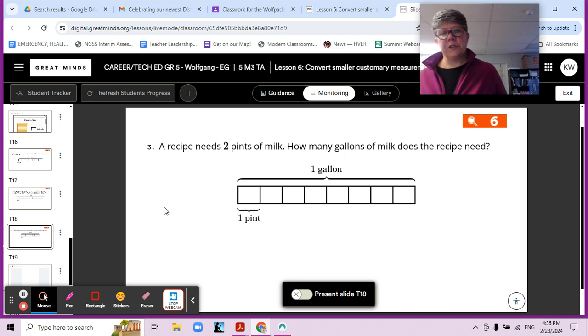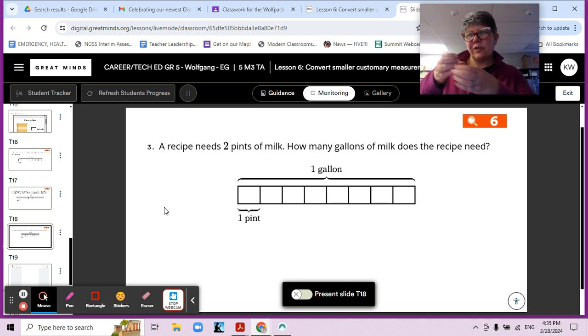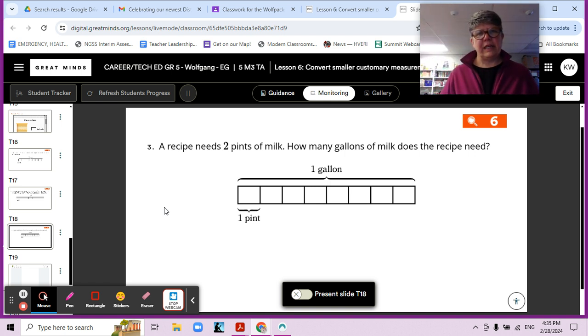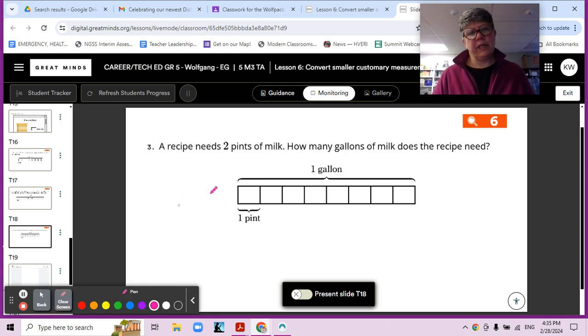Okay, number 3. A recipe calls for 2 pints of milk. Those are those tall, thin ones that you sometimes get creamer in. How many gallons of milk does this recipe need? Okay, 2 pints of milk. And, well, how many pints are in a gallon? 1, 2, 3, 4, 5, 6, 7, 8. 8 pints. This is pint, not pint. I know it kind of looks like it, but it's pronounced pint.